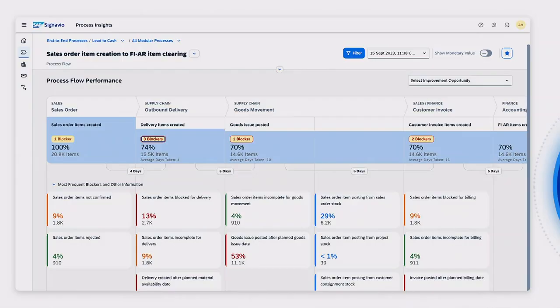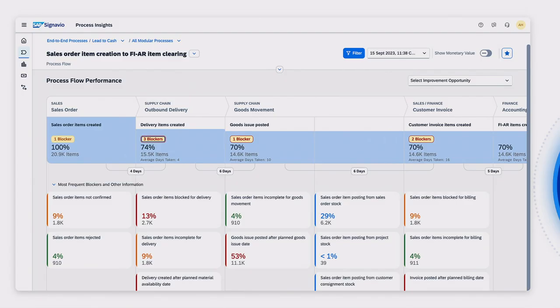Just to take a couple of examples here, what process insights or process analytics looks like. This is an example of the sales order item creation to the AR clearing, the accounts receivable clearing. What we are able to see is how this process progresses from the time the sales order item is created to the accounts receivable item getting cleared at the end of the day. And what are the different blockers that are there as part of that? What are the cycle times which are taken between different stages, from sales order creation to delivery items created, and so on and so forth? What are the lead times?